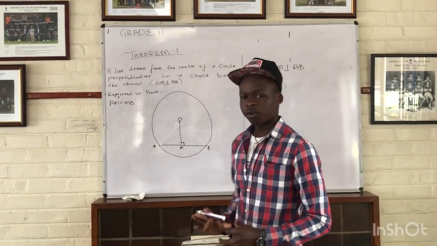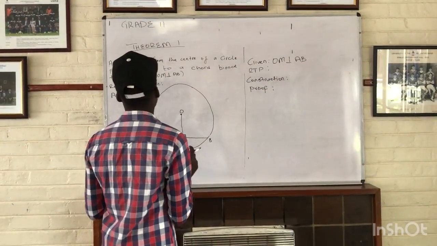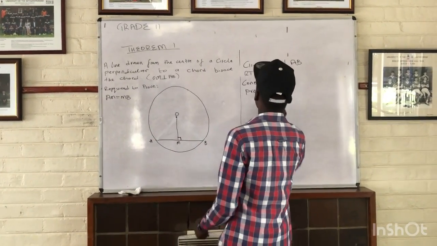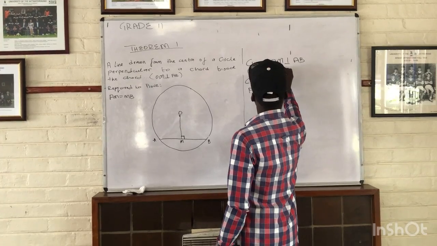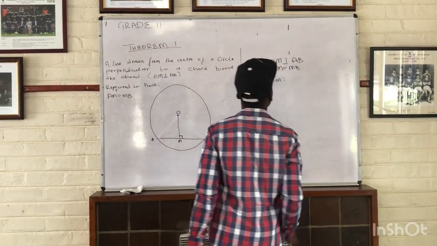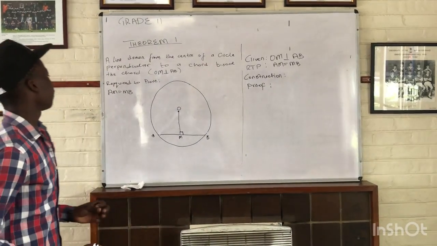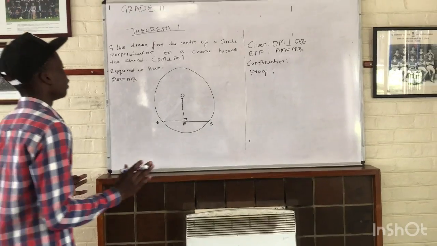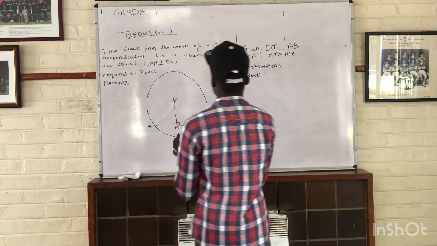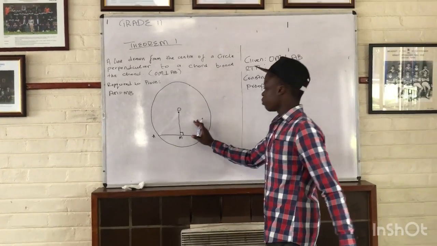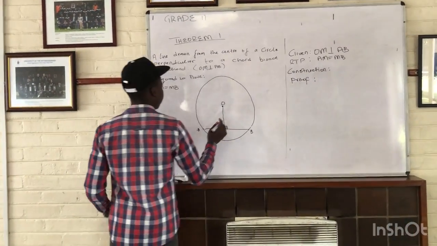And we have to know what we're required to prove. In this theorem, we're required to prove that AM equals MB. And whenever you're doing a proof, you have to have a construction. You have to construct your triangle so that you can prove these things. So in this circle, I'm going to construct radii OA and OB.